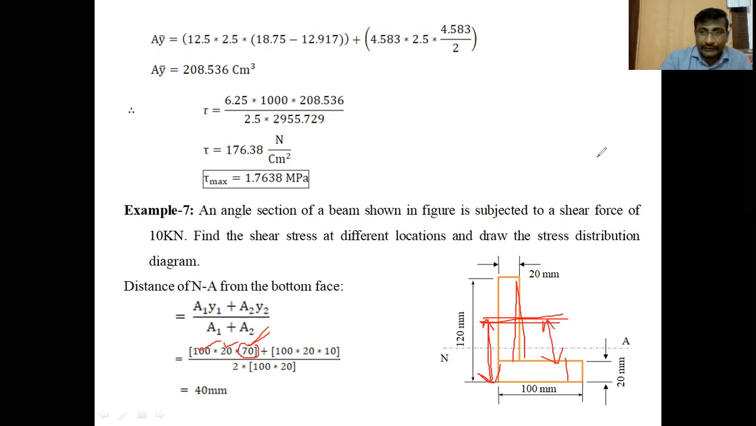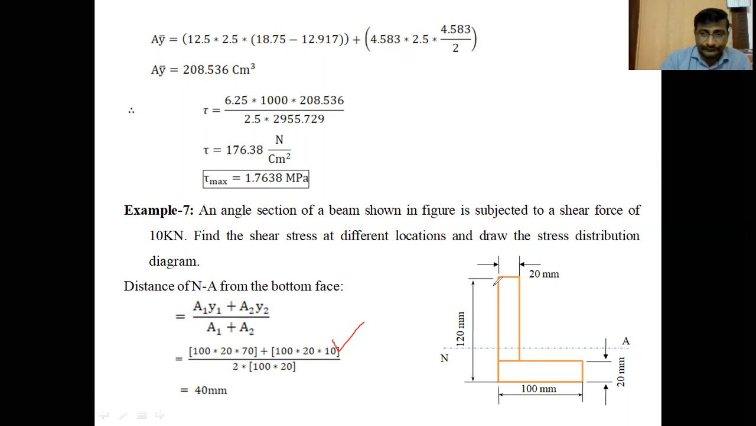Then A2, Y2. A2 is the second area, which is also 100 into 20. And what is Y2? Y2 is the distance of the center of gravity of the second area from the bottom face. The center of gravity of this horizontal member from the bottom face is 10 mm. Because the total thickness is 20 mm, the central axis is located at the center of the rectangle, which is at a distance of 10 mm from the bottom face. That's why I have written Y2 as 10 mm.